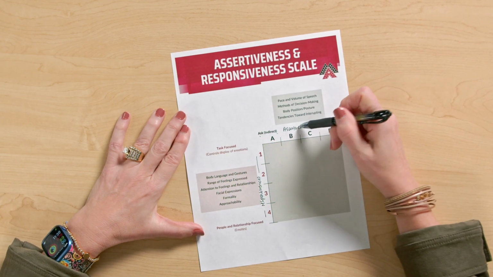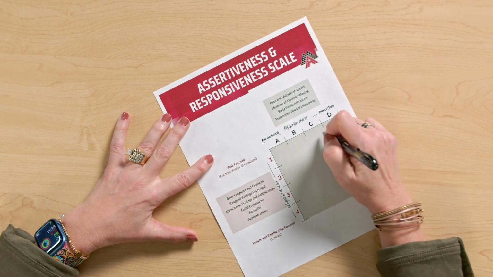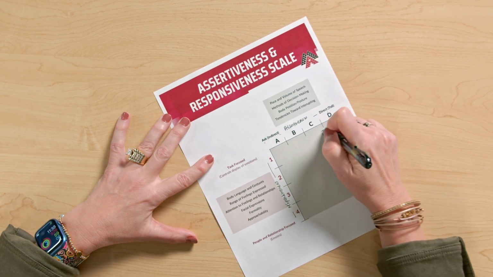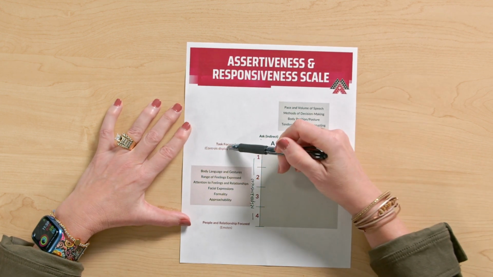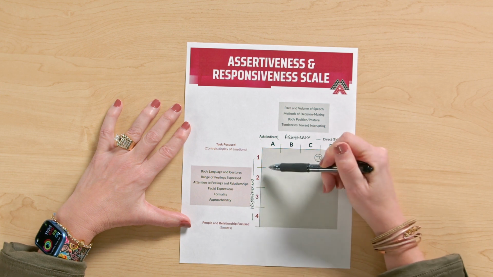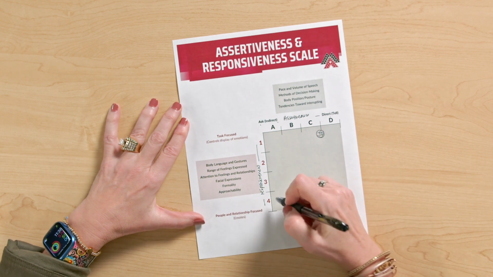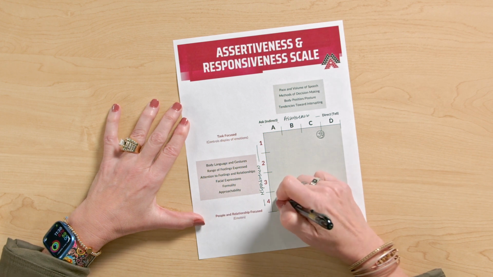So when I think about how others perceive me, where do I think I would be on this sheet? I think from an assertiveness perspective, just being in the role that I'm in, I would assume that people would probably place me right here. From a task focus versus people and relationship focus, or the responsiveness scale, I think people would probably put me down here because I am very much about people and relationships.